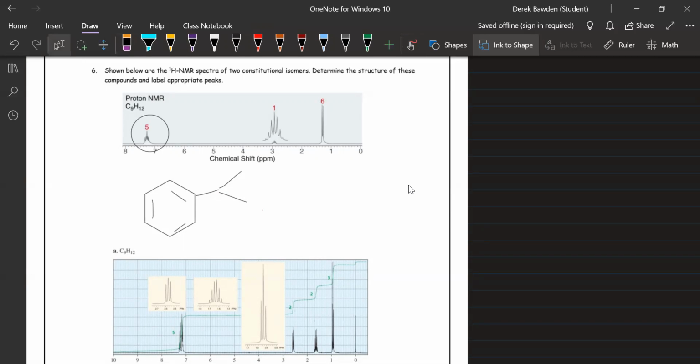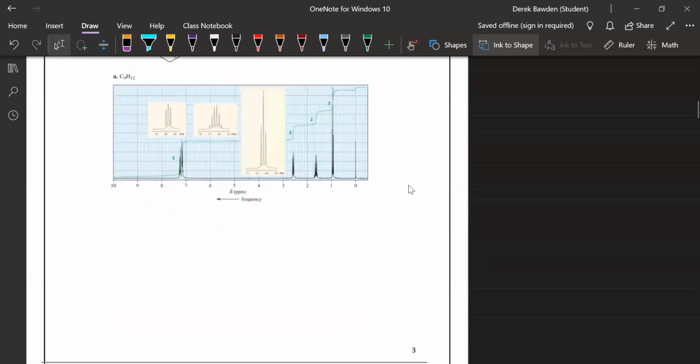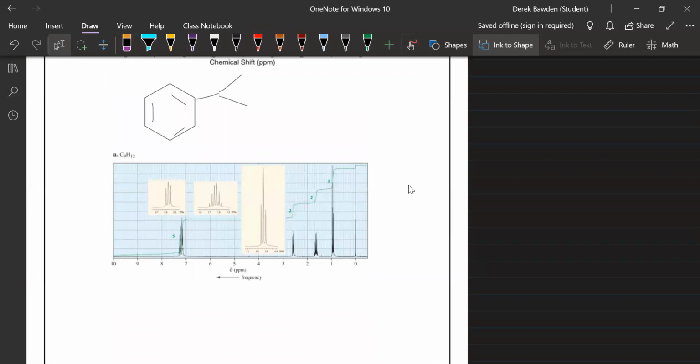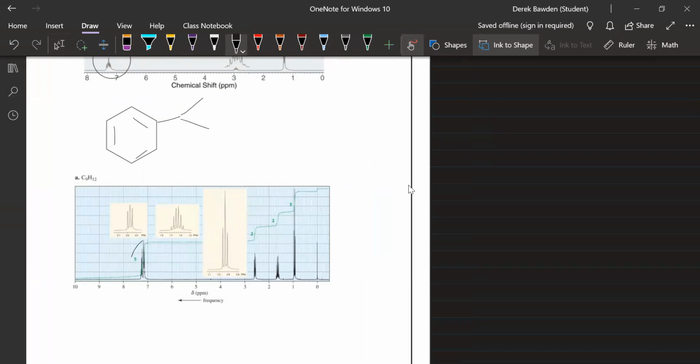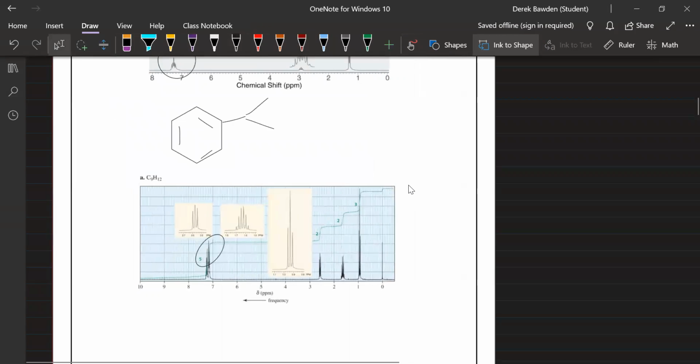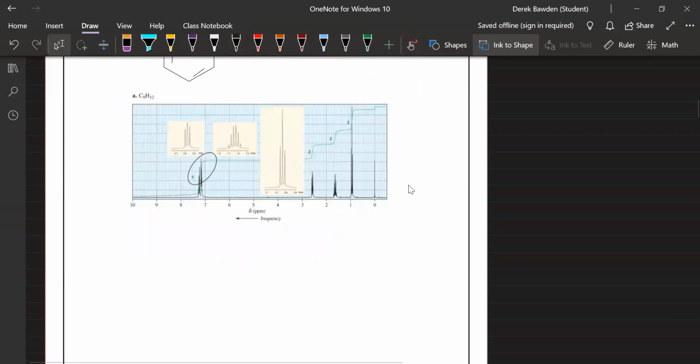Okay. So let's look at this next one. What does this tell us right here? Another benzene ring. Another benzene ring that's monosubstituted, right? Yep. Okay. And then we can just start with that. All right.